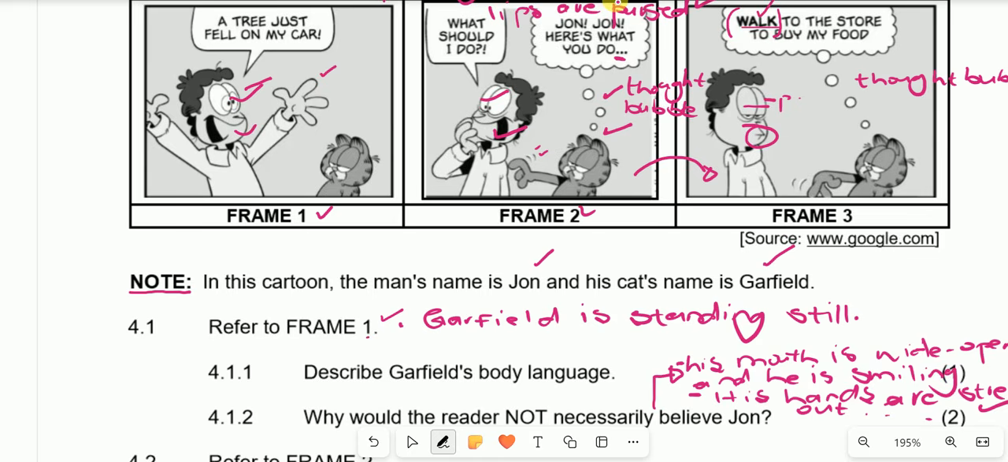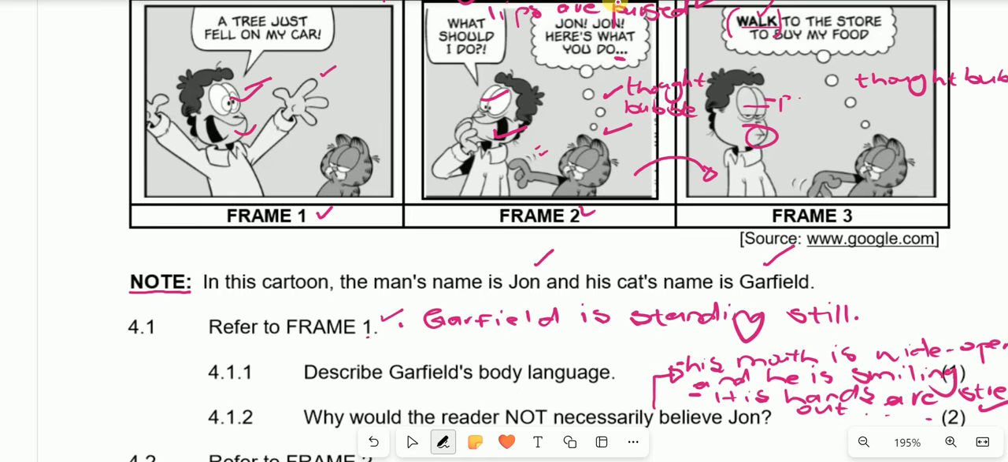One can say, yes, Garfield's behavior is acceptable in this cartoon because in frame 1, John said a tree fell on his car. However, his mouth was wide open and the eyes were wide open and he was smiling, meaning that he was lying. So Garfield was right to say that John can still walk to the store to get him food. You see, in my answer, I made key reference to a particular frame. So even when you answer an opinion-based question, please demonstrate that you possess the correct skill of answering a cartoon. Still make reference to the character's body language and facial expression to fully substantiate your response.